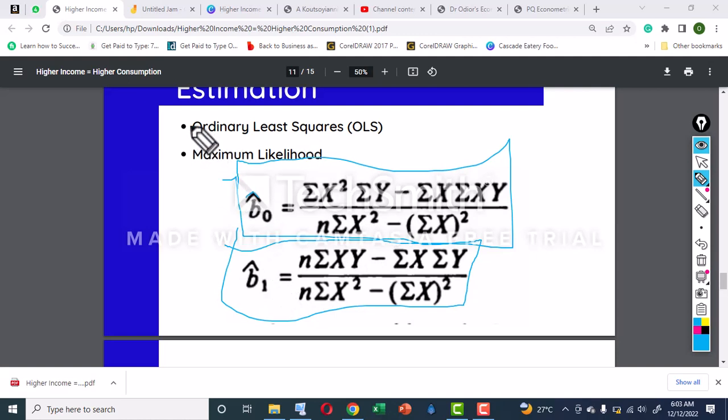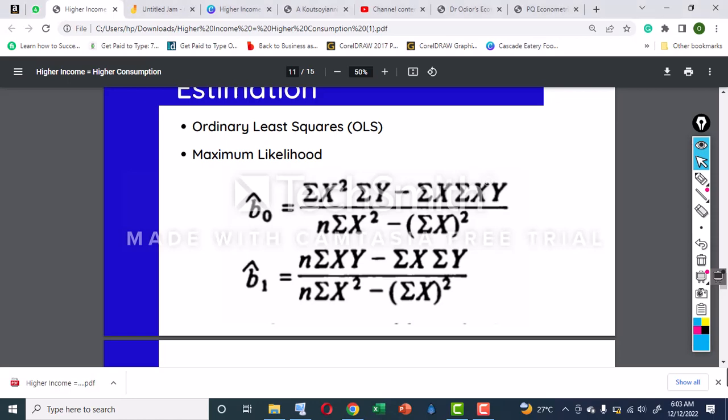So for estimation of regression, we have two methods, the OLS and maximum likelihood. Don't worry, we are not doing maximum likelihood, we are focusing on OLS. These are the two formulas for estimation using OLS. So remove.